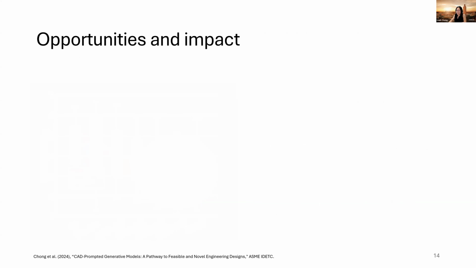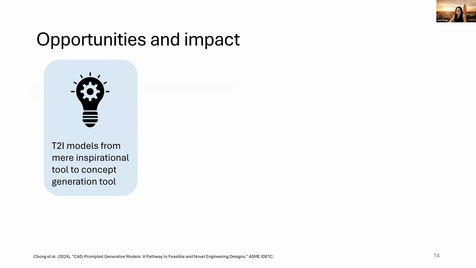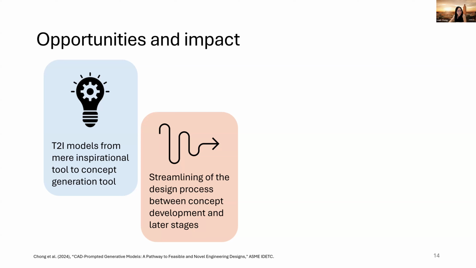And here, some opportunities and impact of this research, we think, is first, text-to-image models are currently, again, used as an inspirational tool only because of this lack of visual feasibility, but this can really increase the impact of it being used as a concept generation tool itself. And then also this really streamlines the design process. There is a disconnect if the images that are being created are not visually feasible, a disconnect between the concept development phase and the later stages of the design process. So this can really try to streamline that design process.